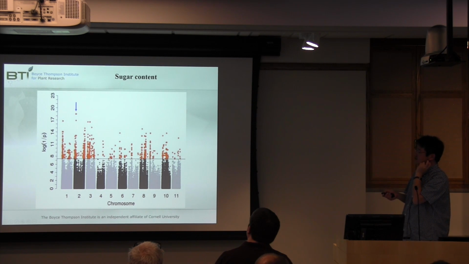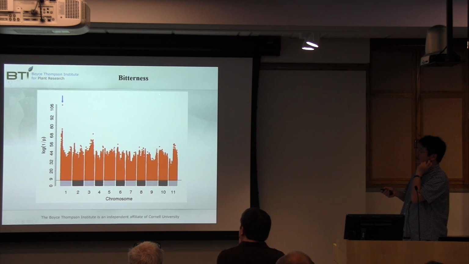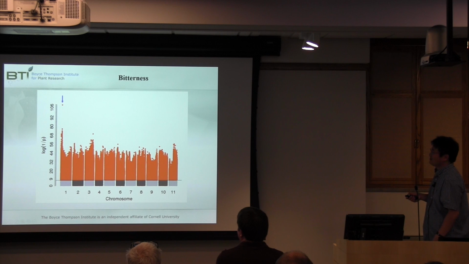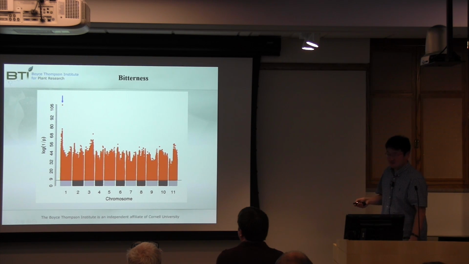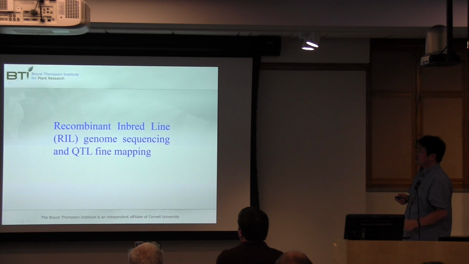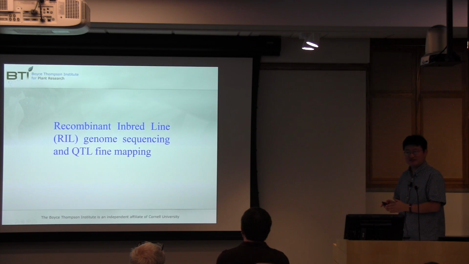And for sugar content, we identified a major QTL on chromosome 2. And this one I will talk a little bit more about later. Bitterness is a major trait during domestication, and I don't think anyone would like to eat a bitter watermelon. This was mapped to chromosome 1, and later we cloned this gene. So that's using the 134 natural accessions to do GWAS analysis, which proves that it can identify some interesting QTLs.